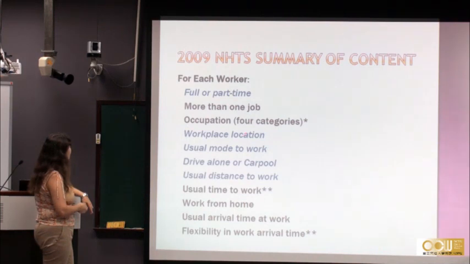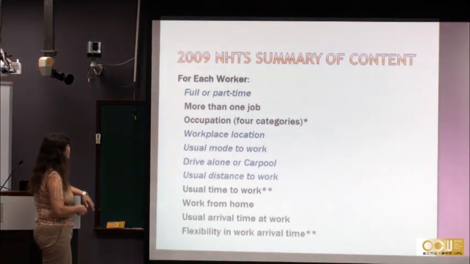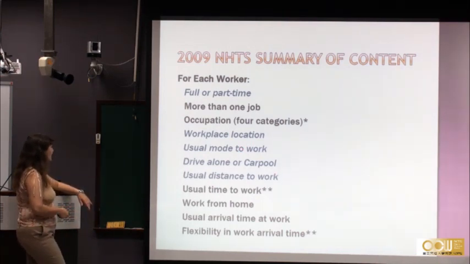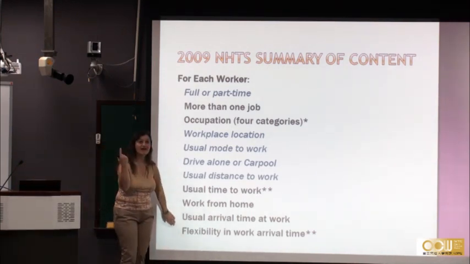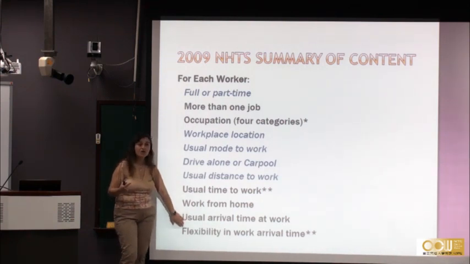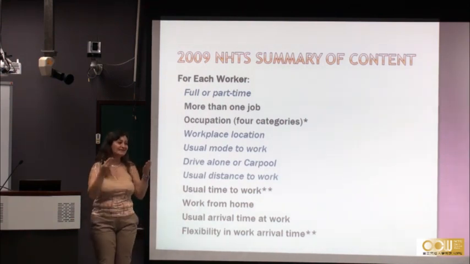So you need to know where the workplace is located, how they travel to work, if they drive alone or carpool, the distance to work, the usual time to work, so this is kind of departure time and arrival time. If you work from home, if you have a usual arrival time at work, and what the flexibility is. So this is one day, right? We collect information about just one day. But if we have this information, you know about variability in travel time.